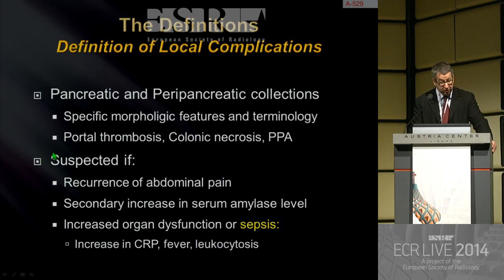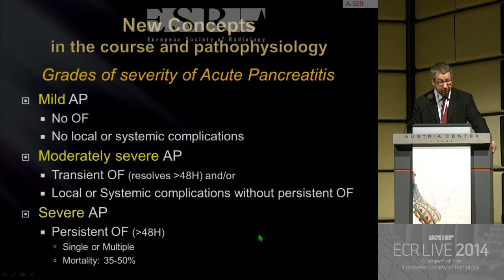Those local complications should be suspected in case of recurrence of abdominal pain, if you have a secondary increase in serum amylase level, and also if you have increased organ dysfunction or increase in CRP, fever, or leukocytosis, that are related to a sepsis condition.